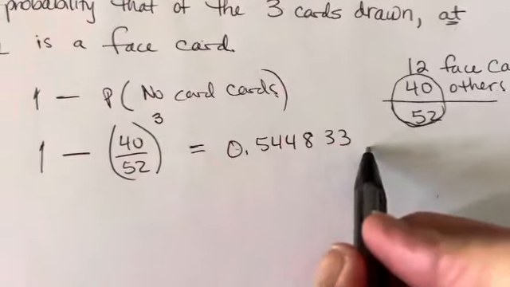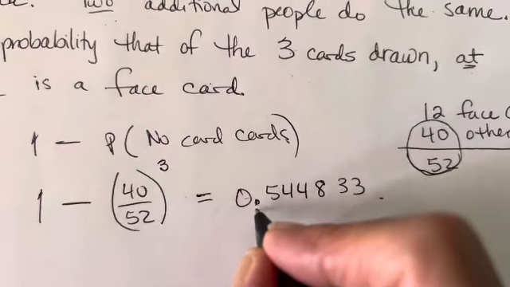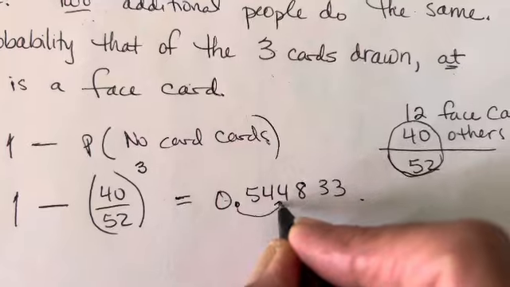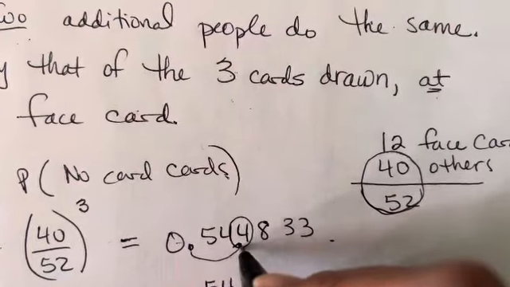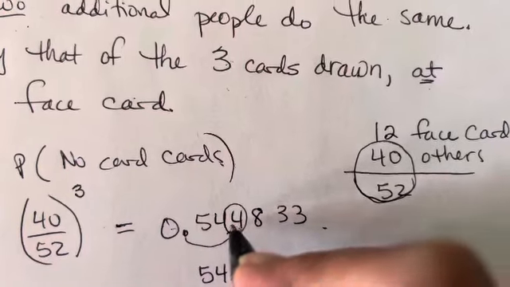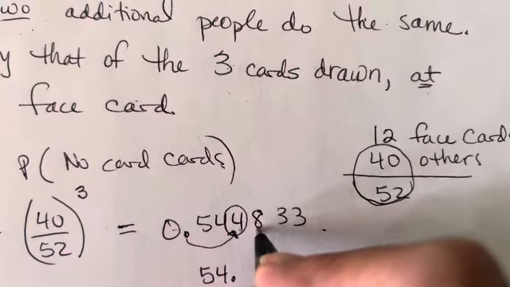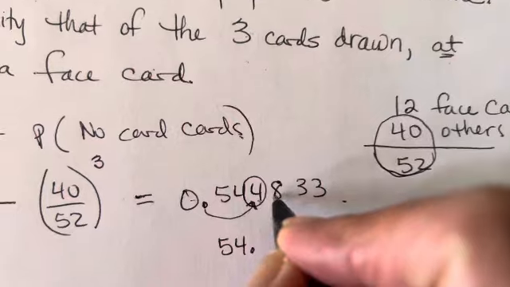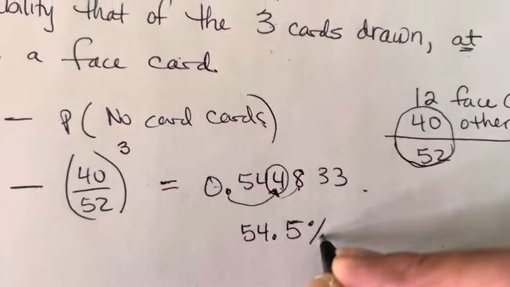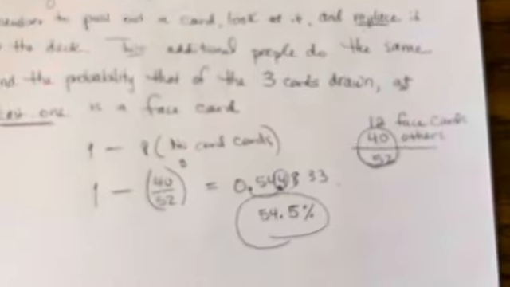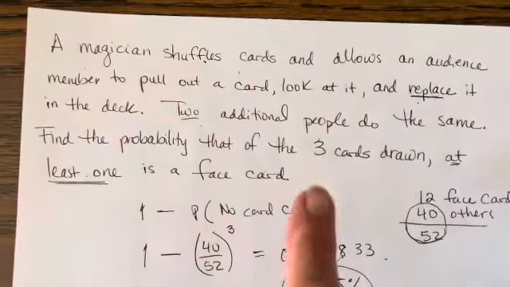Remember, this is a decimal and you have to change this to percent. So I'm going to take this and move it over 2 places. So this one's going to be 54 point, and then you look at this number. Is this going to stay a 4 or am I going to round it up? Well, since this is 5 or more, you have to round this up. So it should be 54.5%, okay, of getting at least 1 is a face card.